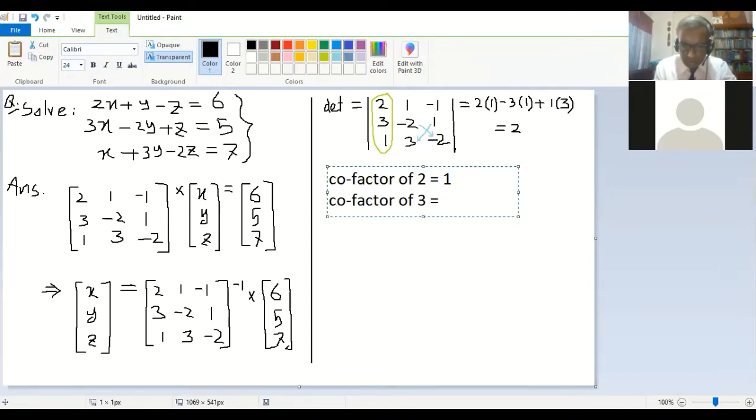Yes, it is also 1, but it should be with a minus sign. Yes, minus 1. Okay, minus 1. And then the cofactor of... what is the determinant? The last one.